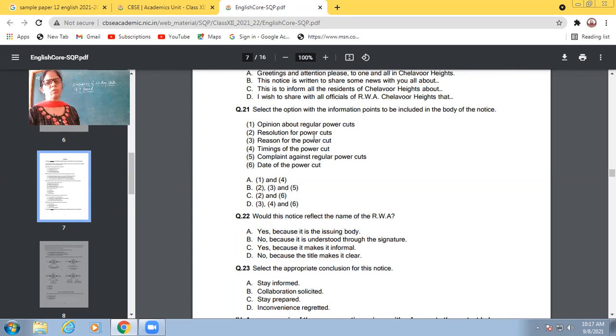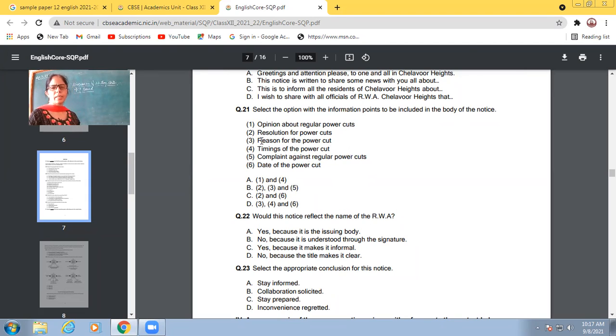Second, resolution for power cuts. This notice is not about a resolution we'll have to make, because when we want to go for a resolution for something, we don't write a notice. There happens to be a speech or something else, but not a notice. And then reason for the power cut: yes, it is to be there. When we are going to inform the public about a scheduled power cut, we have to tell the reason. Timings, yes. Timing of the power cut. Complaint regarding regular power cuts, no. In the notice, we don't have to talk about the complaint. Date of power cut, yes.